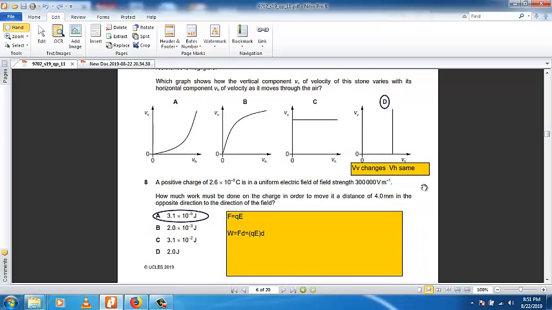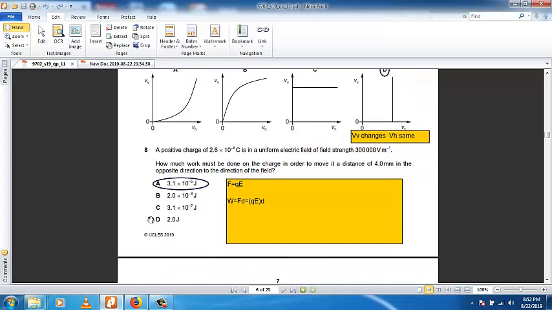Question number 8 says that a positive charge of 2.6 times 10 to the power negative 8 coulomb is in a uniform electric field of field strength 300,000 volt per meter. How much work must be done on the charge in order to move it a distance of 4 mm in the opposite direction to the direction of the field? So we have to find the work done. We know that work done is force times displacement, and force in an electric field is charge times electric field strength. So instead of force, we can write charge times electric field strength times displacement, or distance. So force is Q times E. You can plug in the values: charge is 2.6 times 10 to the power negative 8, electric field strength is 300,000, and d is 4 millimeter converted into meters, and you will get the answer A, 3.1 times 10 to the power negative 4.